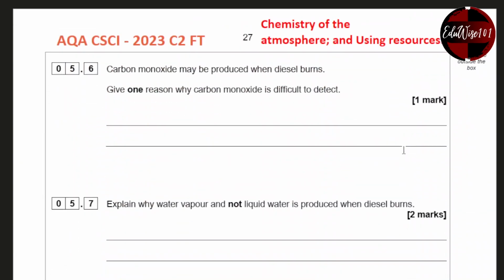Carbon monoxide may be produced when diesel burns. Give one reason why carbon monoxide is difficult to detect. So they're asking for only one reason. There's actually two reasons why carbon monoxide is difficult to detect. It is colorless, like most gases. You can't see it. Or you could say it is odorless, meaning that it doesn't smell. So when you breathe it in, you won't be able to detect it.